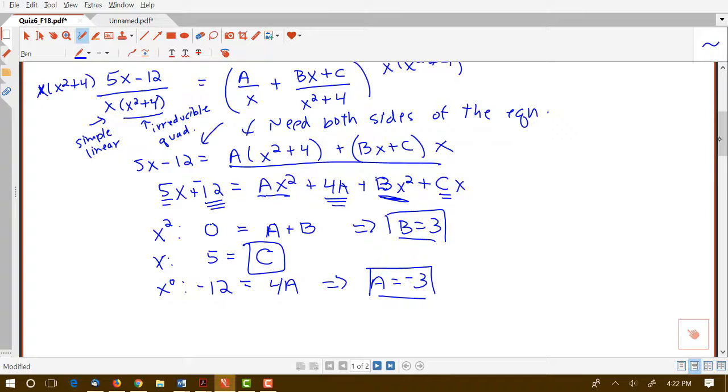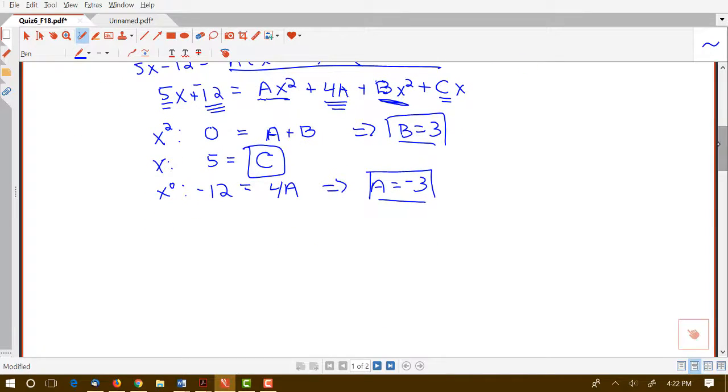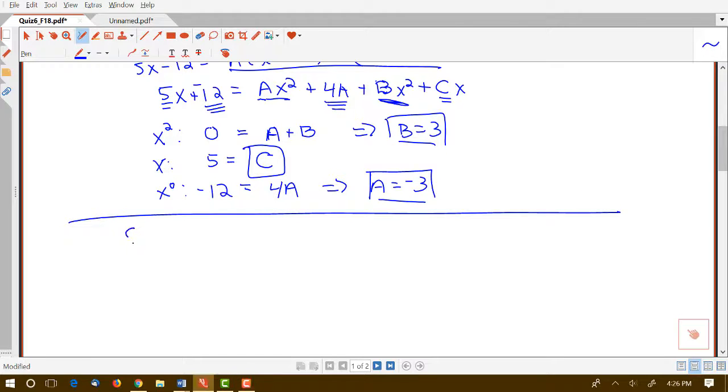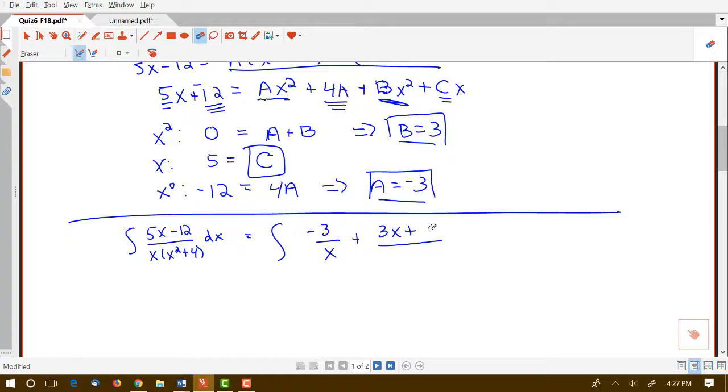Okay, so now we're ready to use our partial fraction form to actually evaluate the integral. So we can say that our integral of 5x minus 12 over x times x squared plus 4 dx is equal to the integral of our a over x plus our bx plus c, where c is equal to 5, over x squared plus 4.